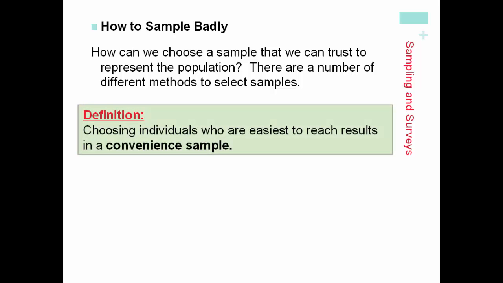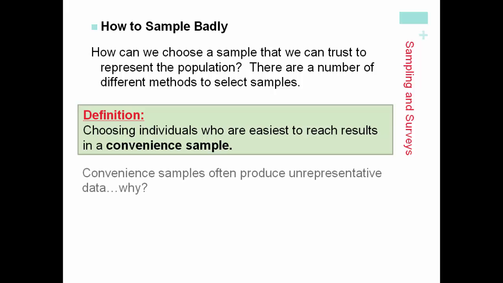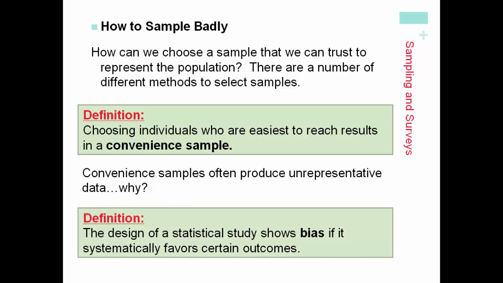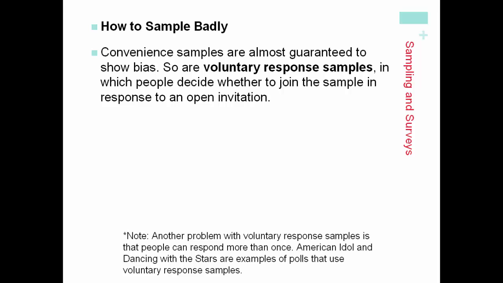So how can we choose a sample that we can trust to represent the population? There are a number of different methods to select samples. Choosing individuals who are easiest to reach results in what's called a convenience sample. Convenience samples often produce underrepresentative data. The design of a statistical study shows bias if it is systematically favoring certain outcomes. Convenience samples are almost guaranteed to show bias.